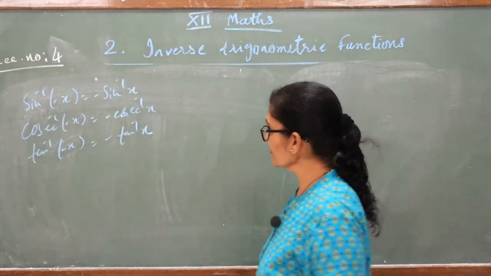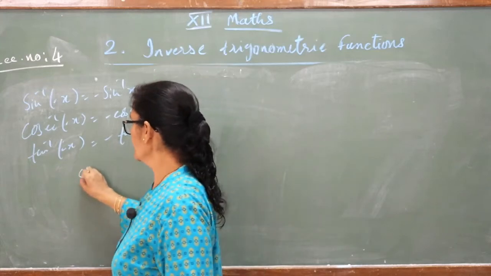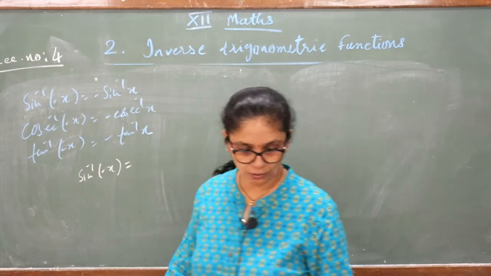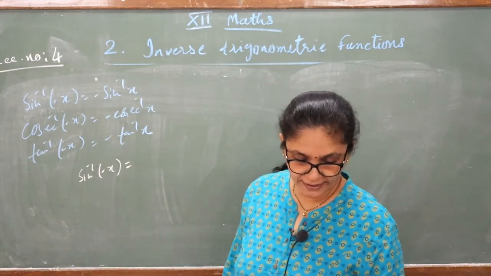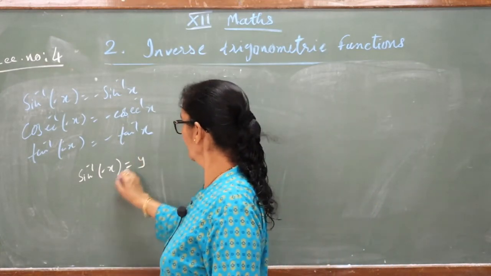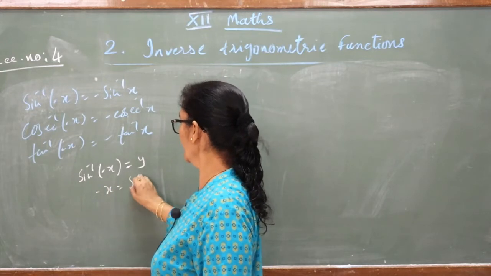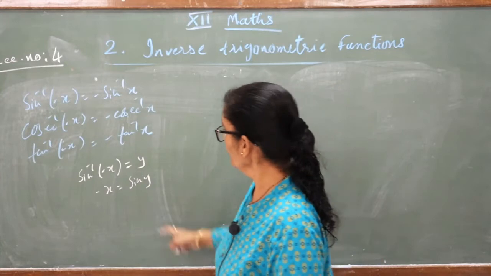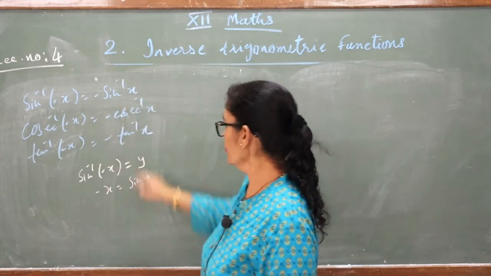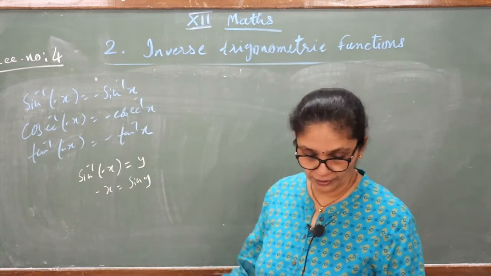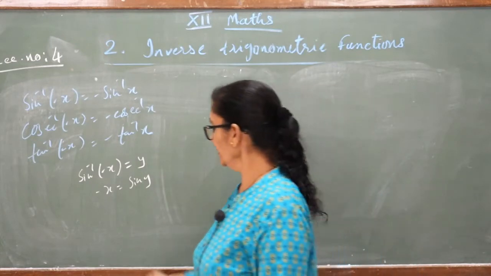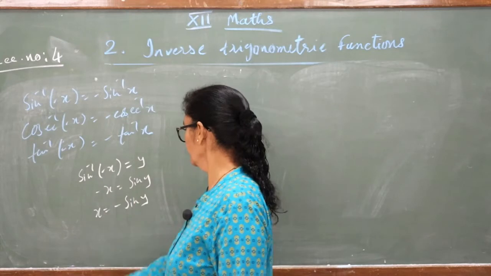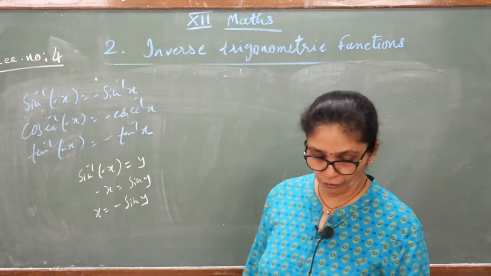Let's start with the first proof. Sine inverse minus x, let's assume it equals y. Then minus x equals sine y. Remember, we have to prove that y equals minus sine inverse x. If we change the minus sign, we get it in this form. But now what do we want to make? An equation of y.